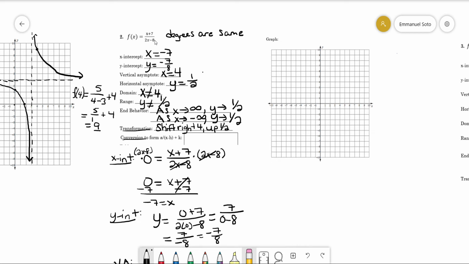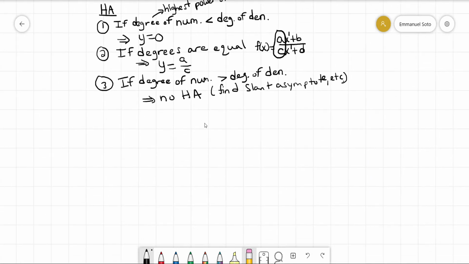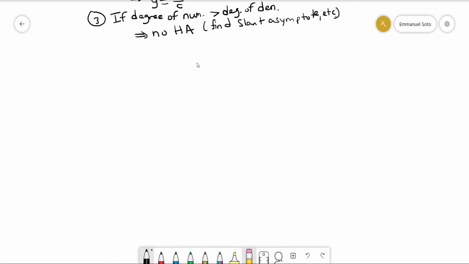Now we're going to go ahead and do the conversion. In order to do the conversion, we need to do a long division of this function. So we need to do x plus 7 divided by 2x minus 8. So that's our original function, and we need to go ahead and do a long division. So it's x plus 7 divided by 2x minus 8.